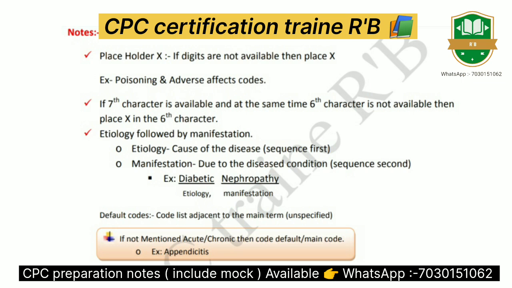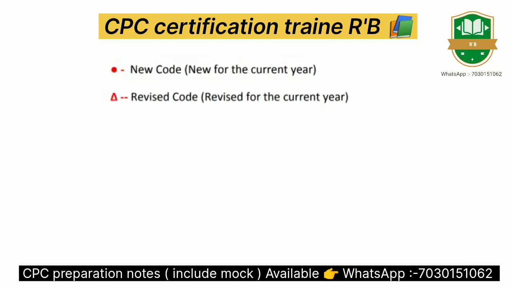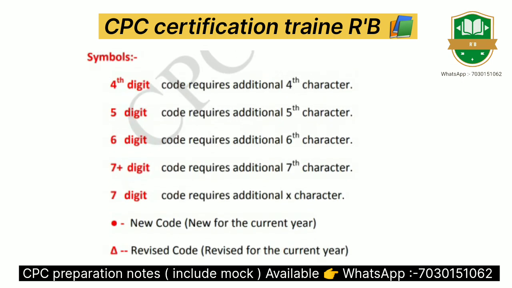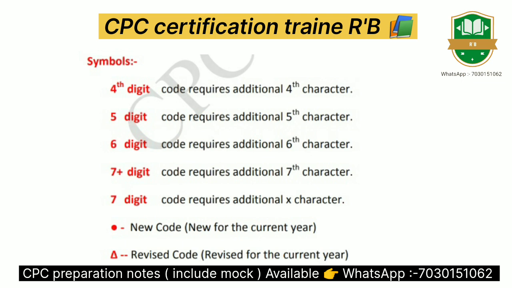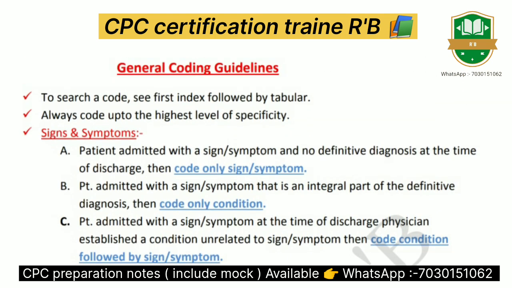Okay. Then next, symbols: 4-digit code, additional 4th character; 5-digit code, additional 5th character. Then you can go one by one. Then next, signs and symptoms. Okay, you can read carefully.